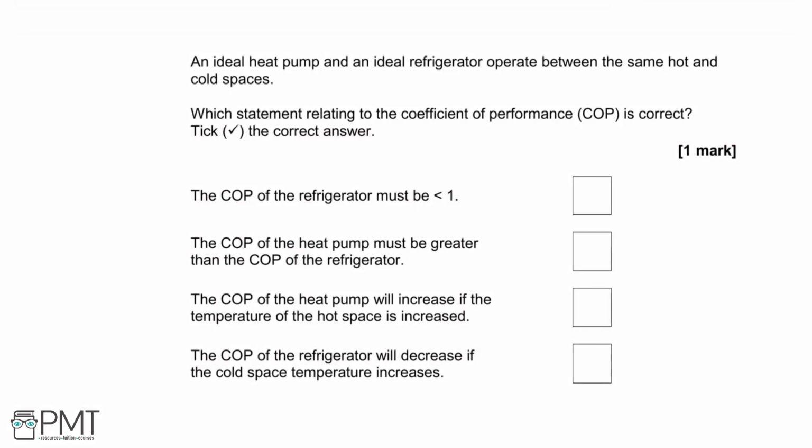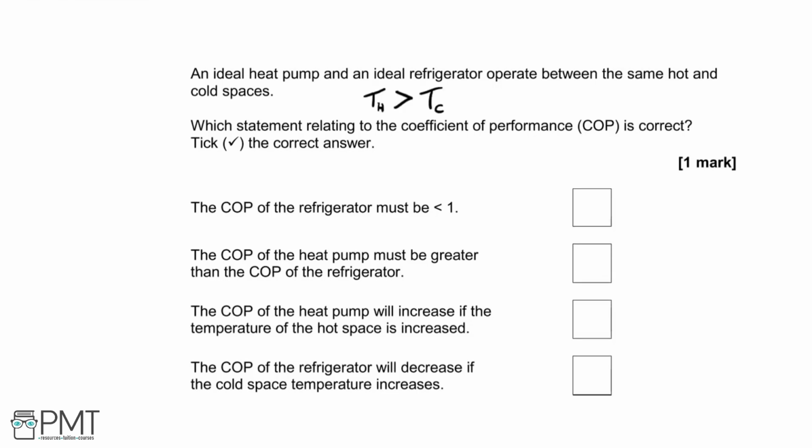An ideal heat pump and an ideal refrigerator operate between the same hot and cold spaces. Which statement relating to the coefficient of performance, or COP, is correct? Tick the correct answer. Now, the first thing to note here is that the temperature of the hot space is going to be greater than the temperature of the cold space.